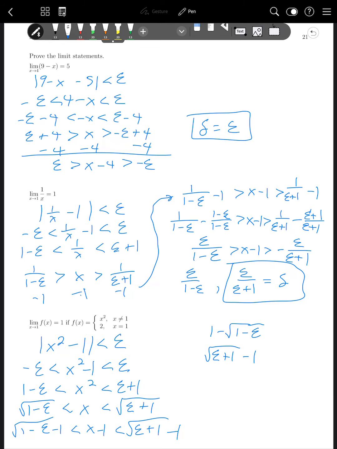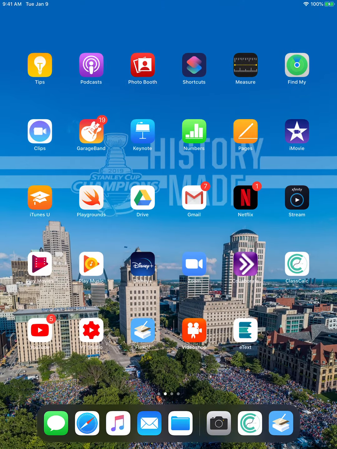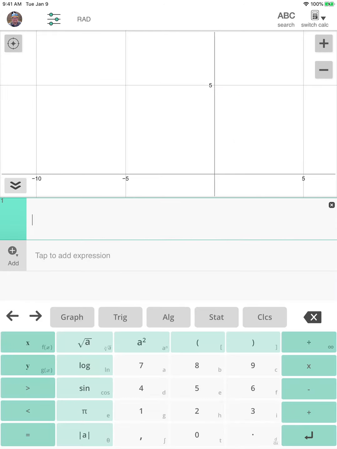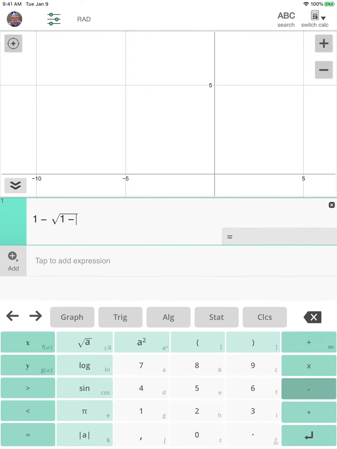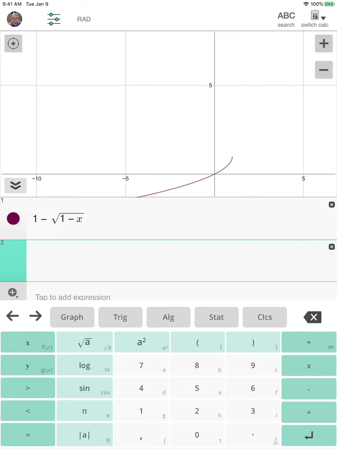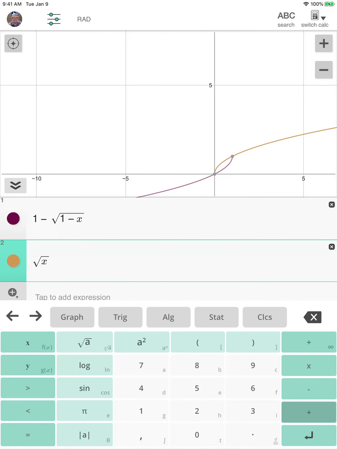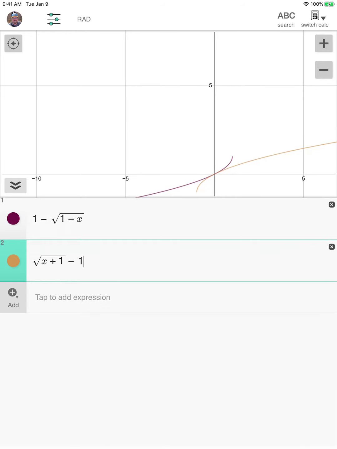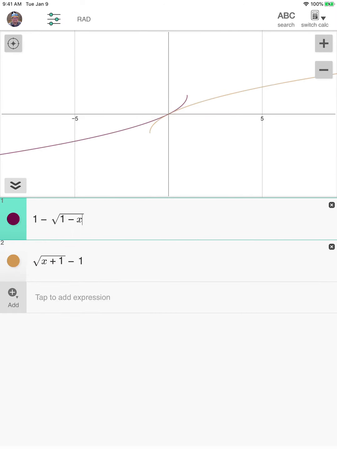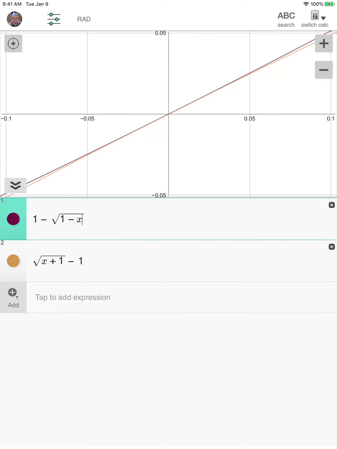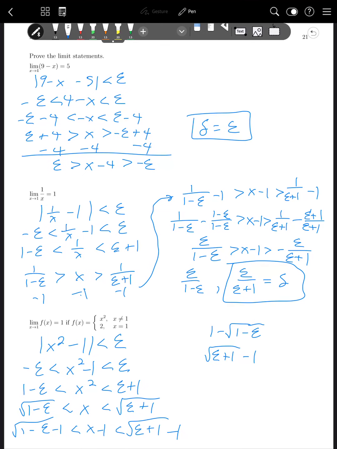And once again, if you're not sure which one's smaller, you can always graph it as we get close to 0. So if I graph 1 minus the square root of 1 minus x, and the square root of, hold on, let me check the other one. What's the other one? The square root of x plus 1 minus 1. And you can zoom in here. If I zoom way in, you can see that the orange one, goldish one, stays on the bottom. So the one you want to use is this one.